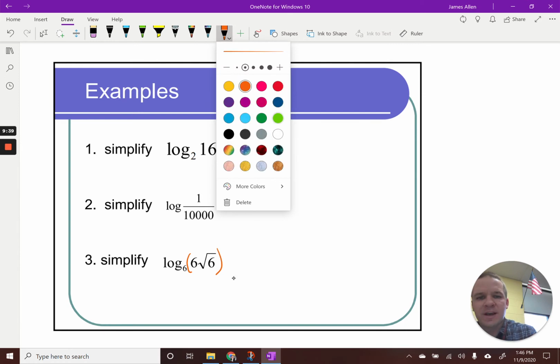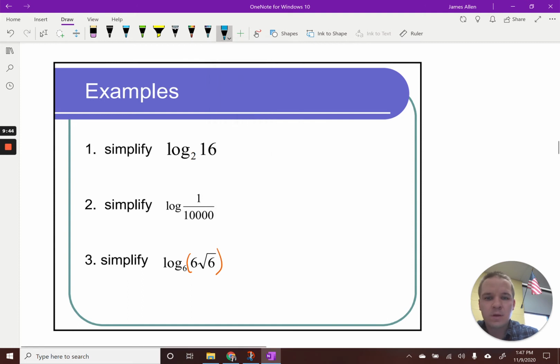So a couple simplifying type of examples. Within our problems, we're going to have to simplify. We're going to have to evaluate within expanding and condensing.